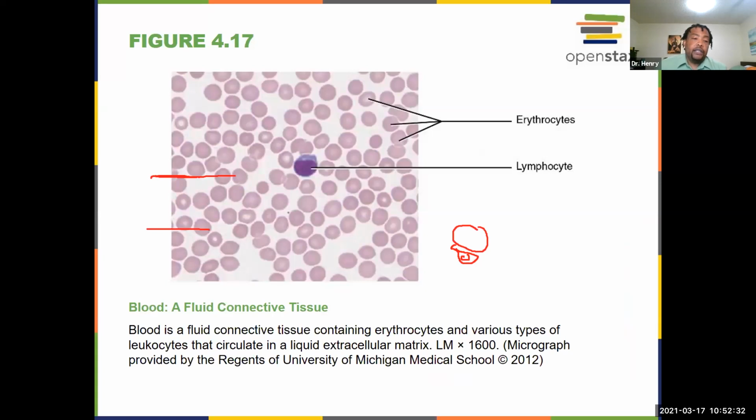Okay, so blood is also considered a connective tissue, but it's fluid, right? Because we know that blood is always circulating. So what is the difference between an erythrocyte and, let's say, a lymphocyte?